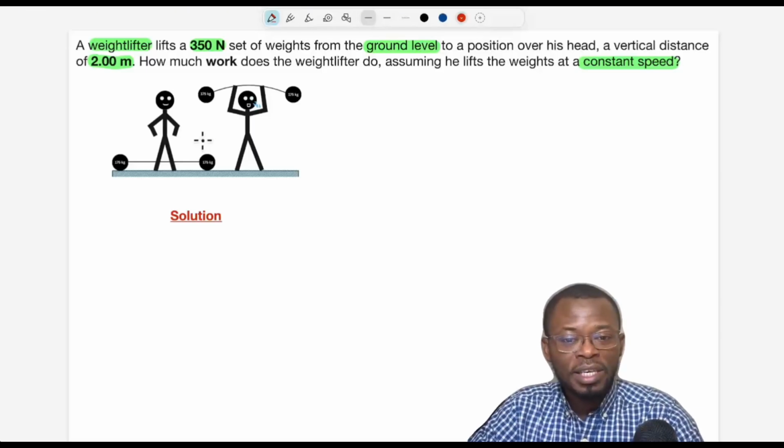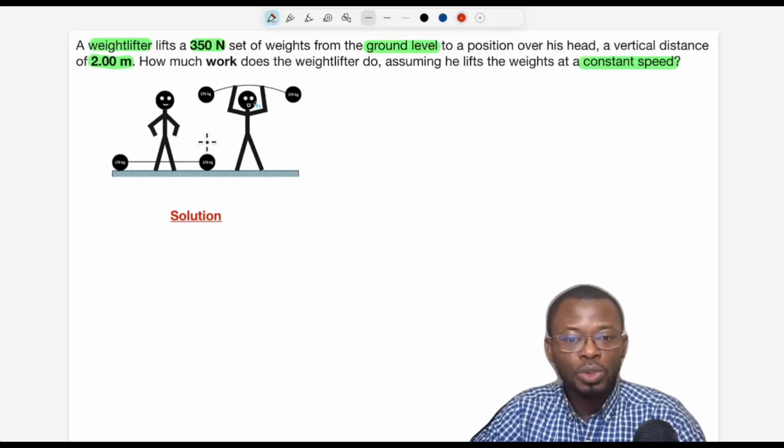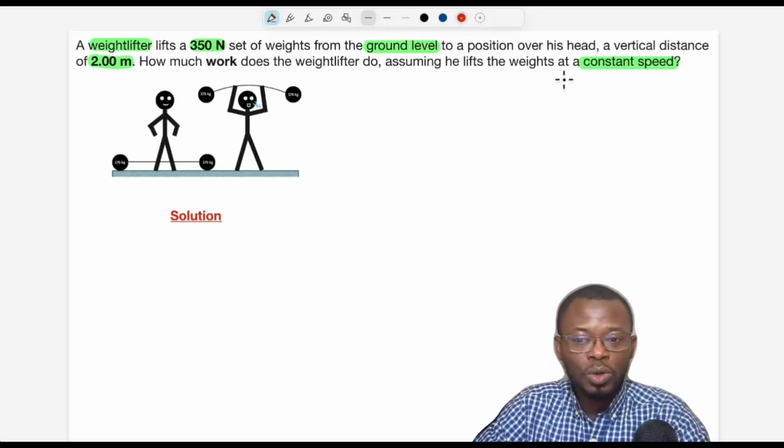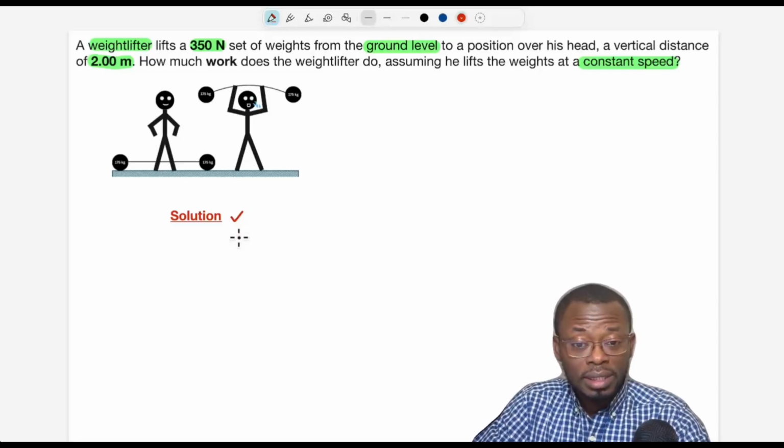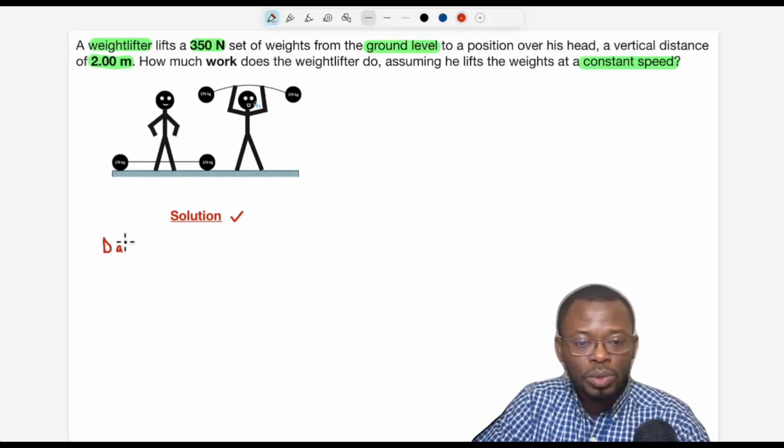There is very key information in this problem which we need to take care of. First, we need to pay attention to the fact that the lifting was done at a constant speed. To solve this problem, we first need to determine what information is given to us in this problem. So we have the data.